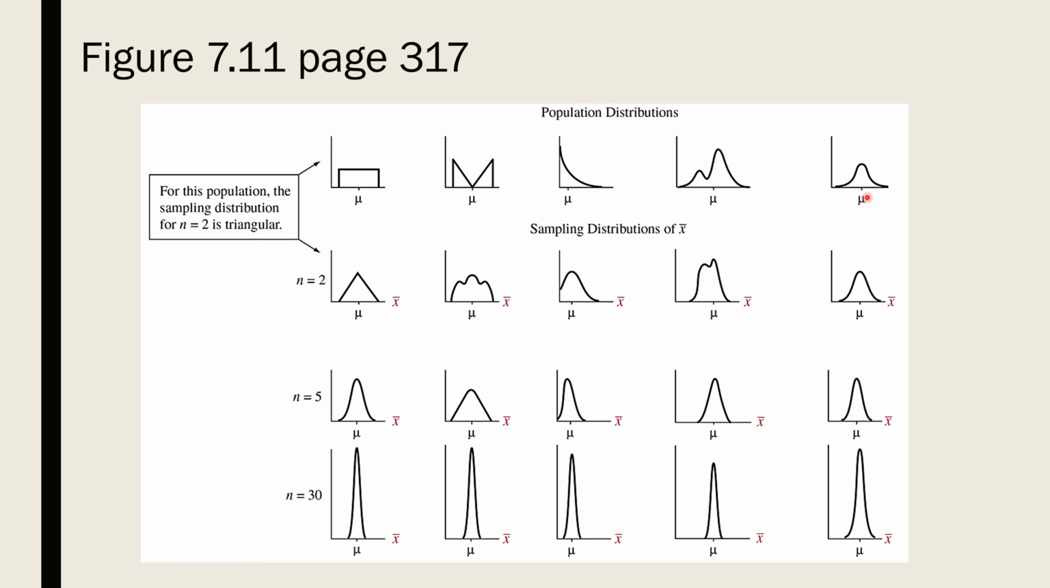When the population distribution is the exact normal distribution, when n equals 2, the sampling distribution is the exact normal distribution. If the population distribution is right skewed, when n equals 2, the sampling distribution is approximately bell-shaped, though not perfect. And as we can see, this sampling distribution is also right skewed. However, when n equals 30, which is fairly large, all sampling distributions have a bell shape.